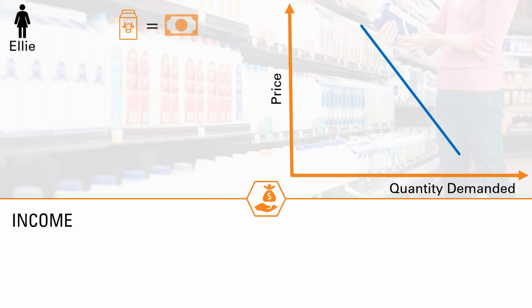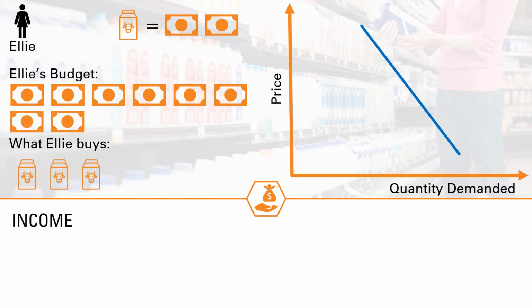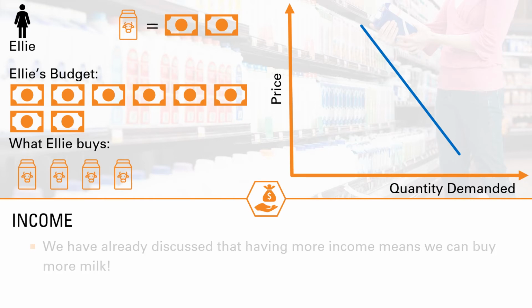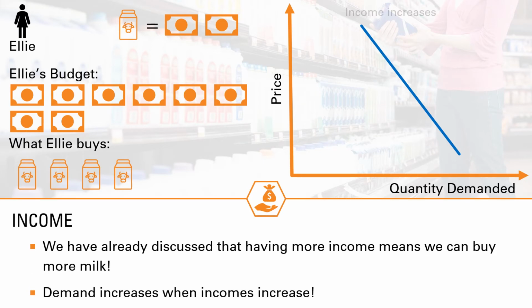Again, we've got Ellie with the price of milk, and we've got Ellie's budget once again, and how much she can buy with that. Originally, when she has 6 money, she could buy 3 bottles of milk. And if we increase that, which we've already seen, she increased the amount of milk she can buy, mainly because she now has more money to buy the milk. Okay, fair enough. We've already discussed this. More income means we can buy more milk, i.e. demand increases when incomes increase. So when incomes increase, the demand curve shifts to the right, or demand increases.